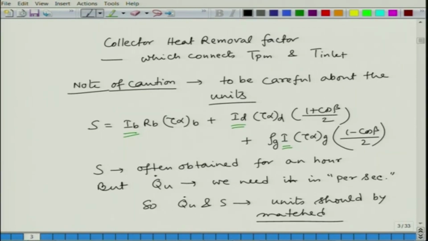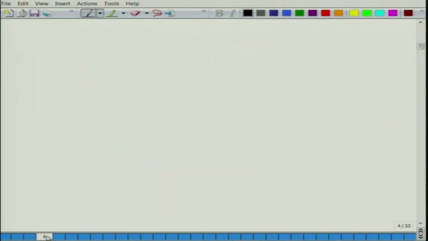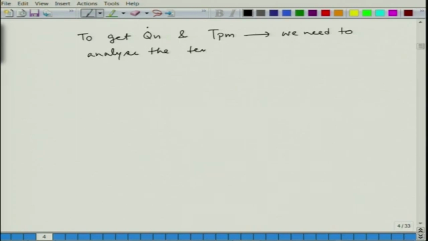Okay. Now, let us try to analyze this equation, and to get QU and TPM, because to get QU you need to have some TPM, we need to analyze the temperature distribution.